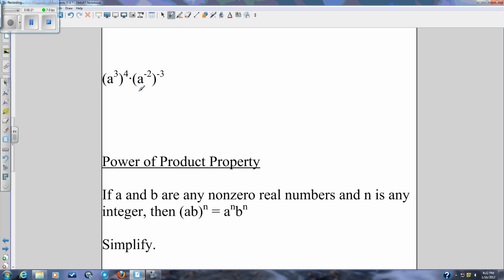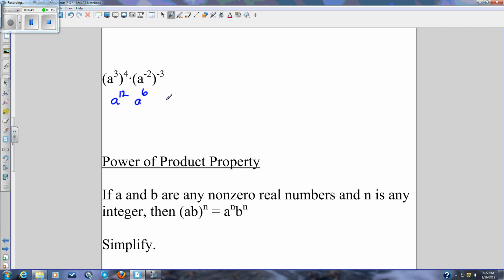The last problem in this particular section, we have two particular pieces that are raised to a power. So we have a to the 3rd raised to the 4th. Well, a to the 3 times 4 is a to the 12th. We have a to the negative 2 raised to the negative 3rd power. And you're probably thinking right now, oh, I got to move things to the denominator. But no, you don't, because negative 2 times negative 3 gives you positive 6, which is great.